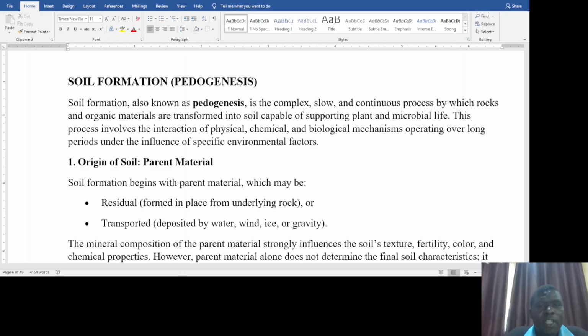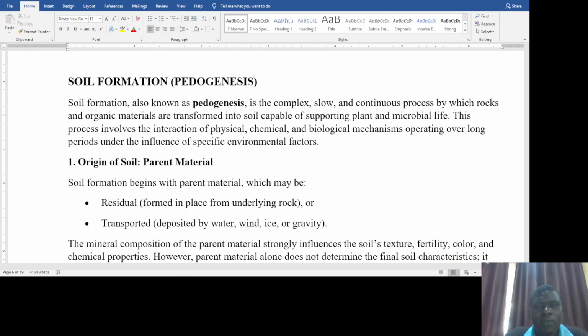And in the process, a number of activities are involved and a number of transformations courtesy of the interactions of the physical, chemical, and biological mechanisms which operate over a long period of time under the influence of specific environmental conditions and factors such as rain, temperature. We also have chemicals, organic matter, and so forth.